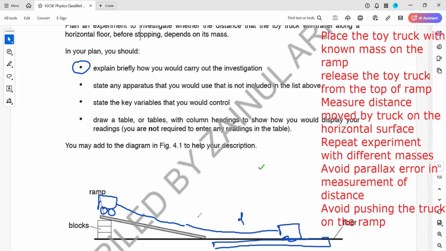Yeah, we need a meter rule. That's right. We need a meter rule to measure a distance. That's right. But we don't need a stopwatch.